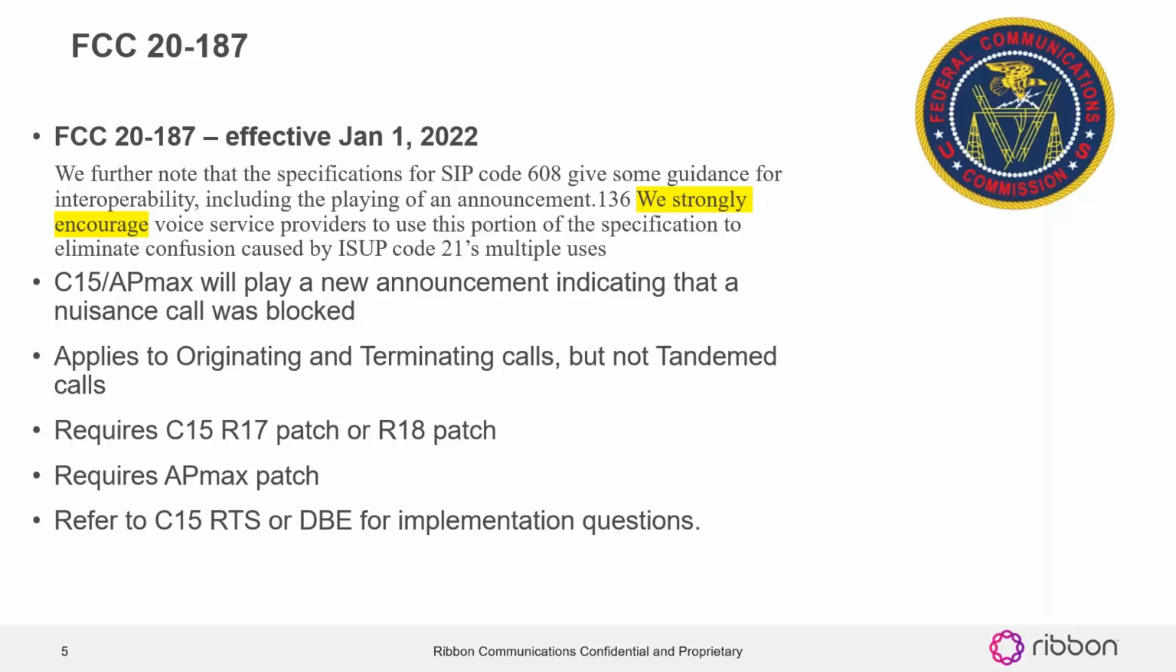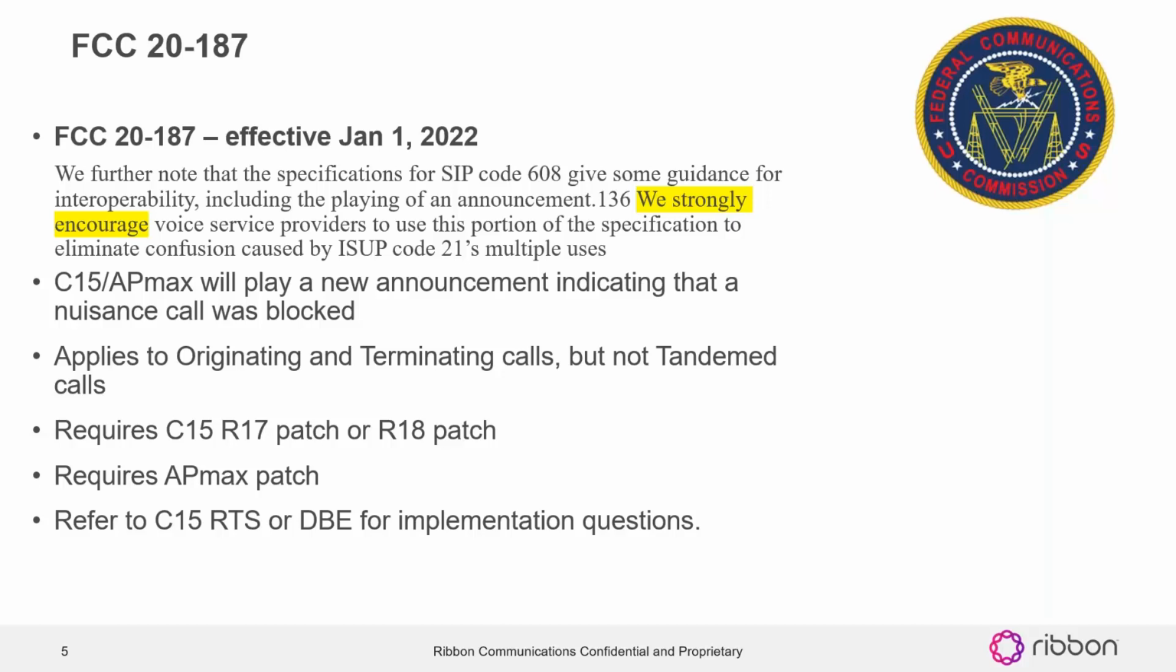We are in the process of doing our final testing on these patches. In fact, just this morning we tested one of the patches with a customer that reported this and verified that this solution does work. We will be getting those patches out in January. We'll be releasing them and they'll go out through the normal C15 patch distribution. If you need the patch from the AP Max for the announcement, you can work with Innovative Systems to get that applied.